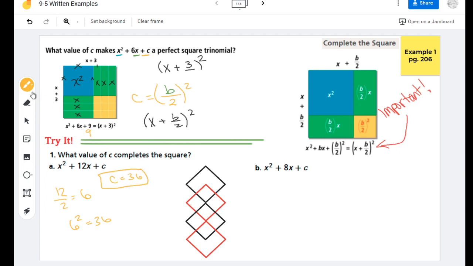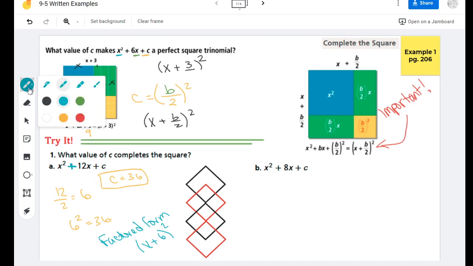Now, if I was asking what is the factored form of the expression, I would write it like this. The factored form would be x plus, and then the number you just got when you divided by 2, squared. The sign that you get here in the parentheses matches this first sign. The second one will always be a plus.